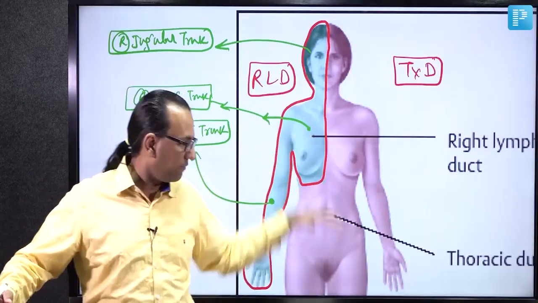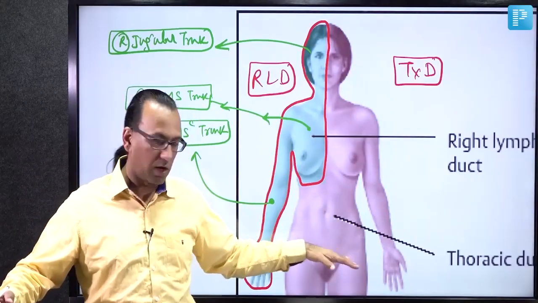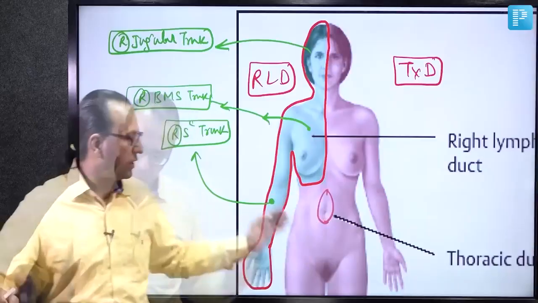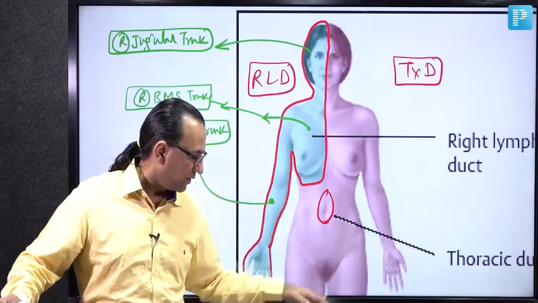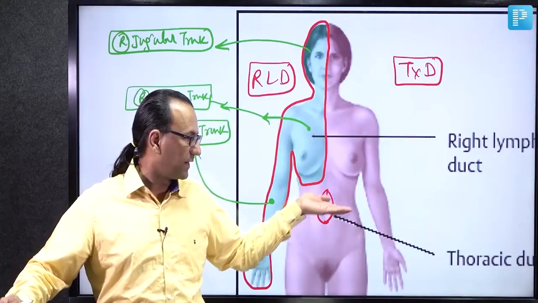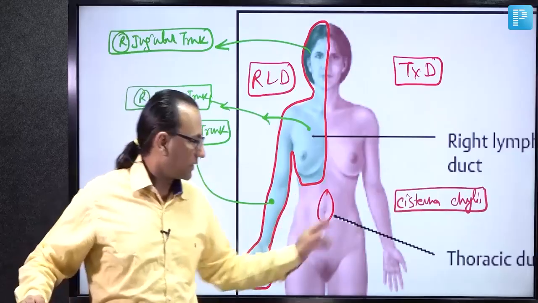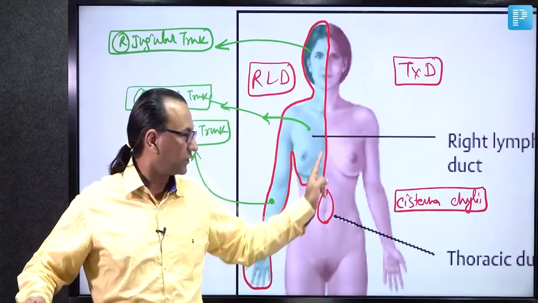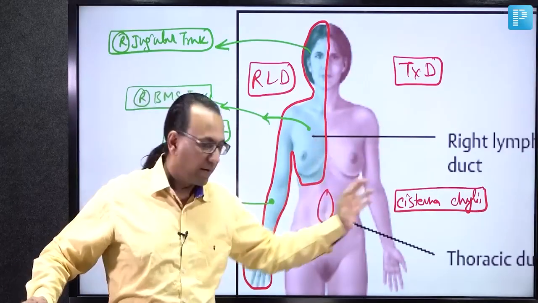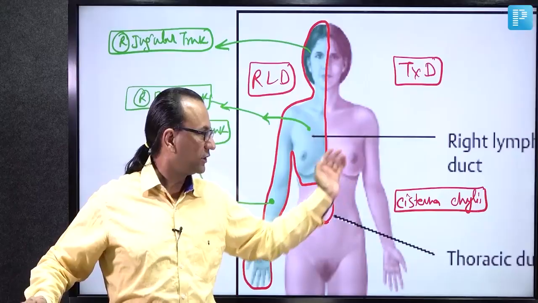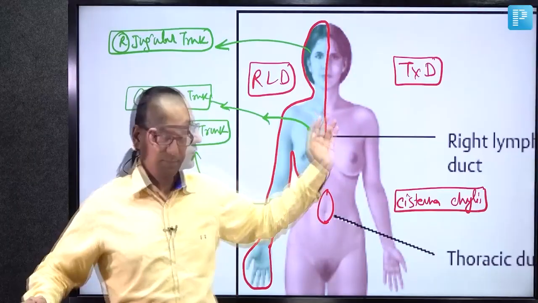Otherwise, the body below the diaphragm will be draining into the cisterna chyli in the abdomen, which will collect lymphatic drainage of the lower limb and the abdopelvis into the cisterna chyli. And from the cisterna chyli starts the thoracic duct, which will then be draining the lymphatic drainage of the thorax region, upper limb, and the head neck region, which is shown there.